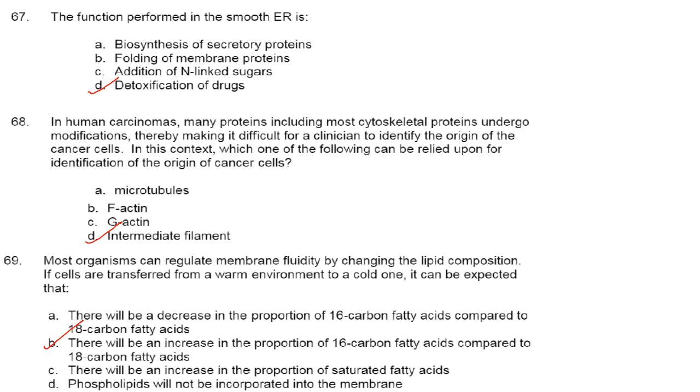So in order to maintain fluidity of the membrane, there should be an increase in the proportion of short chain fatty acids compared to long chain fatty acids. So the answer is option B. There will be an increase in the proportion of 16 carbon fatty acids compared to 18 carbon fatty acids.